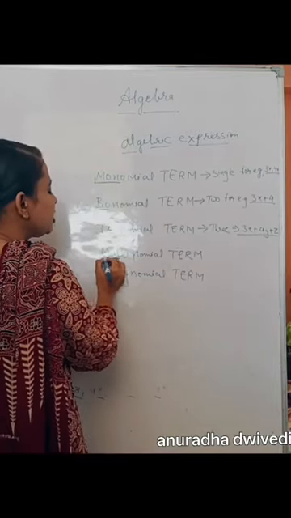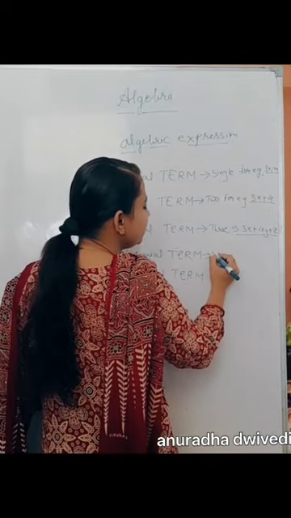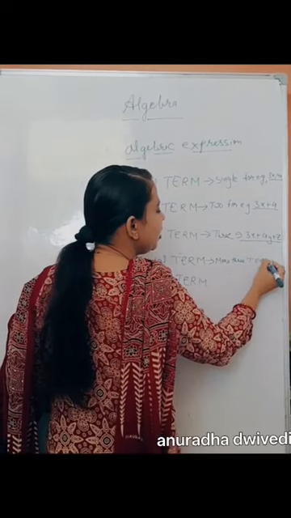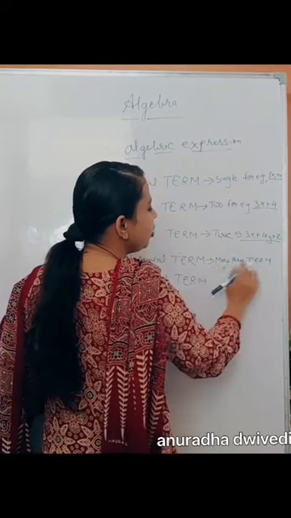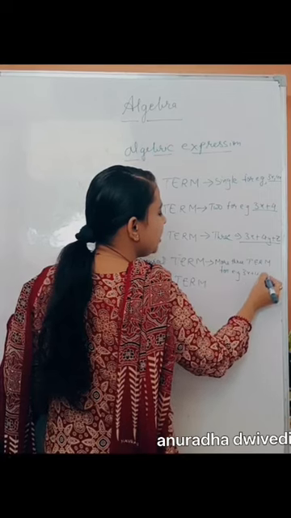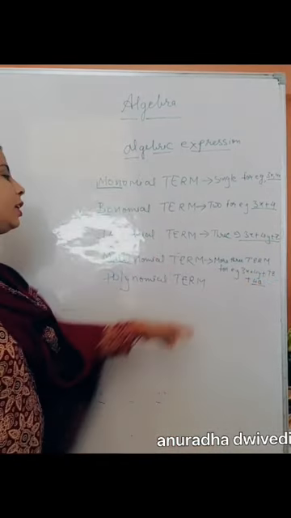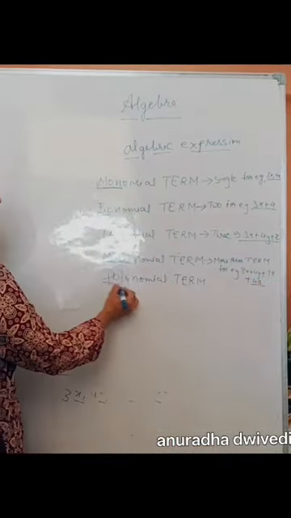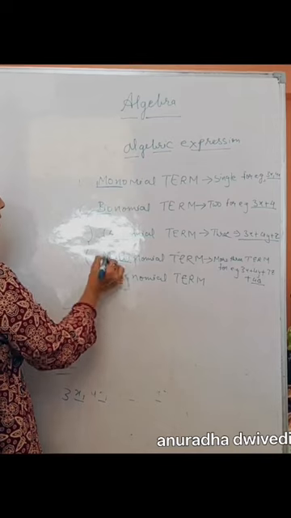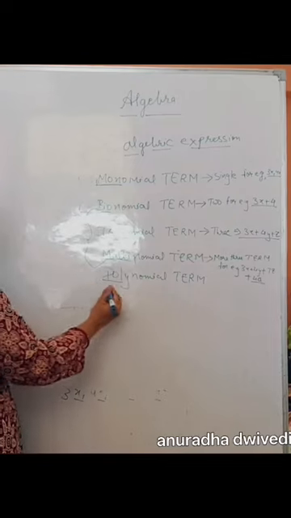Now the multinomial term, which is new. Multinomial terms are those with more than 3 terms. For example, 3x plus 4y plus 7z plus 4a. These terms are called multinomials. Now we are coming to polynomials. In polynomials, the terms that come under binomials, trinomials and multinomials all come under the polynomial terms.